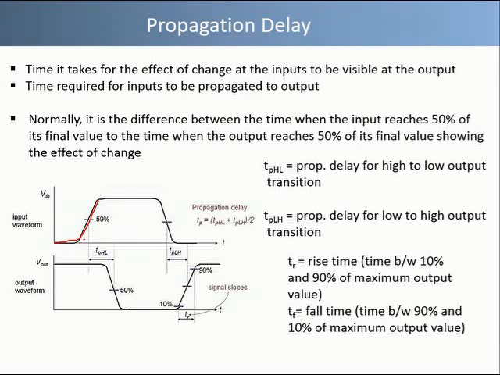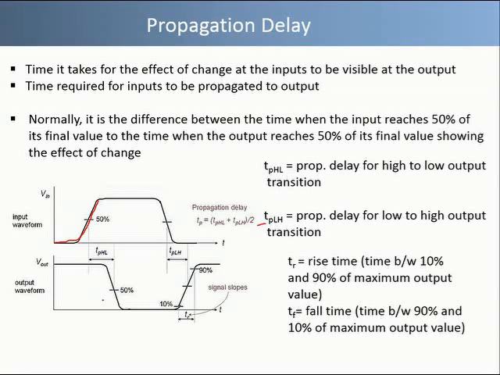TPHL is defined as the time difference between the midpoint of low to high input transition to the midpoint of its corresponding high to low output transition. Similarly, TPLH is defined as the time difference between the midpoint of high to low input transition to the midpoint of its corresponding low to high output transition.